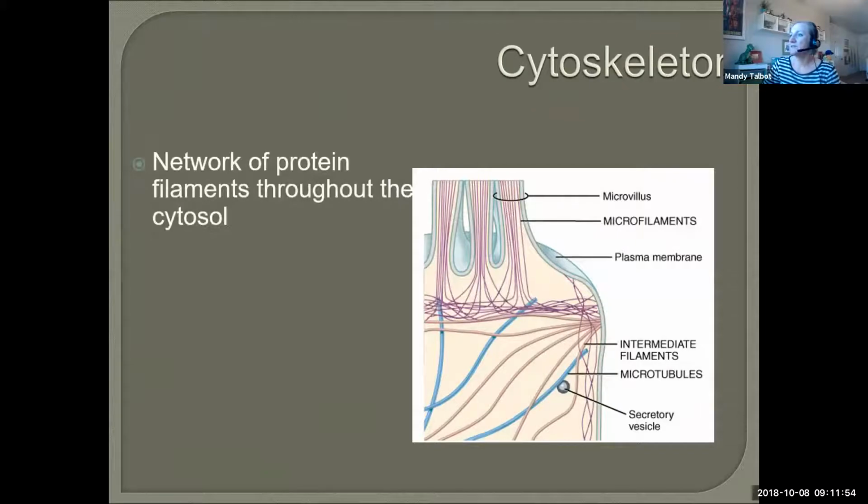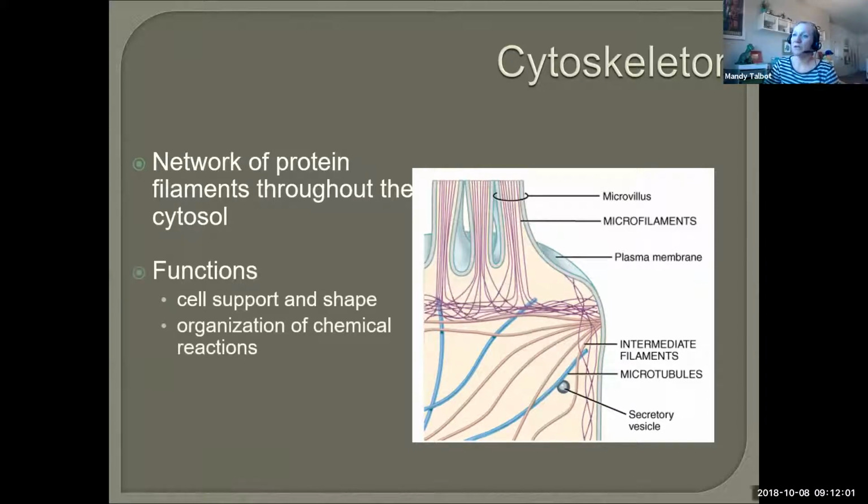The cytoskeleton is a network of proteins through the cytosol. It works to support. So if you're building that concept map, here are your functions: to support the cell structure and shape, and it helps to organize those chemical reactions that are happening. It also helps in cell movement.